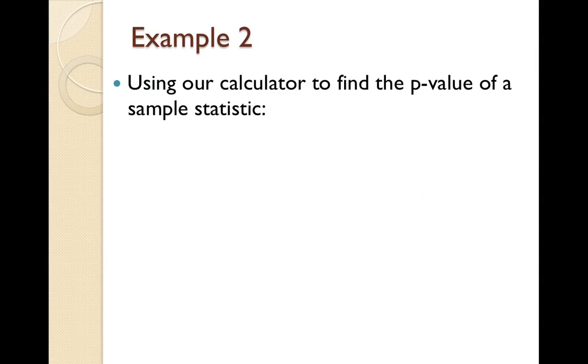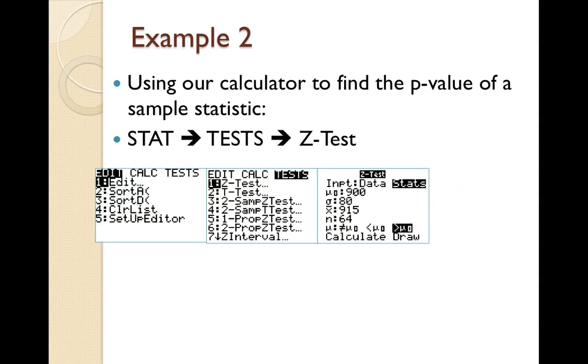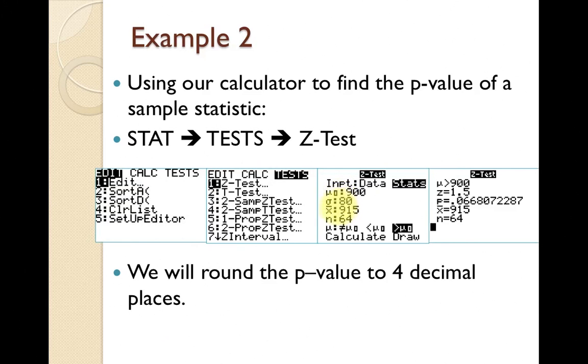So to find out what that p-value actually is, go to your calculator, go to the same z-test area, make sure stats is highlighted, and put in your null hypothesis mu sub 0 of 900, then your population standard deviation of 80, your sample mean of 915, the size of your sample is 64, and your direction for this test is greater than.